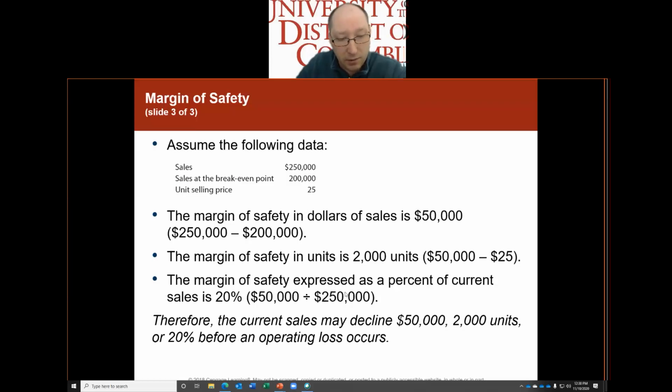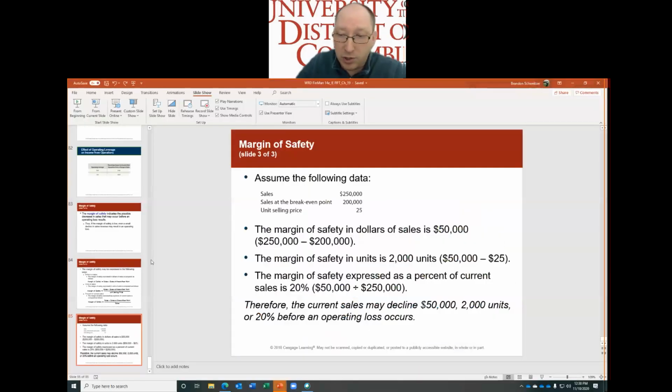That's margin of safety. And we are done with chapter 19. We still have chapter 20 to do. I'm going to breeze through that in about a half an hour.